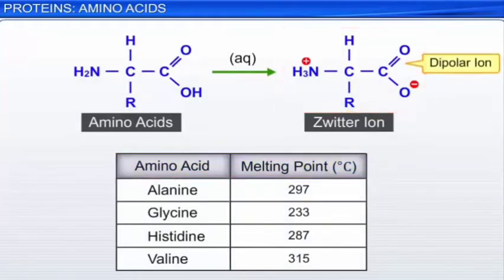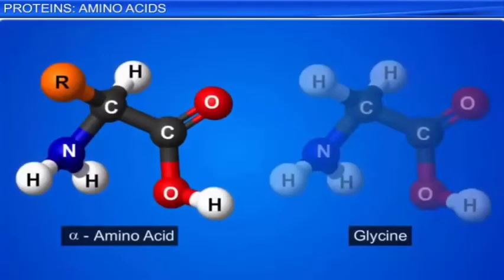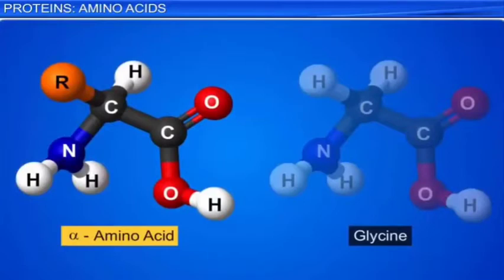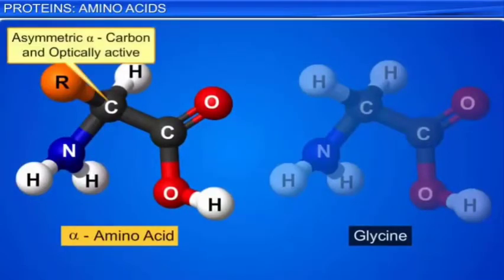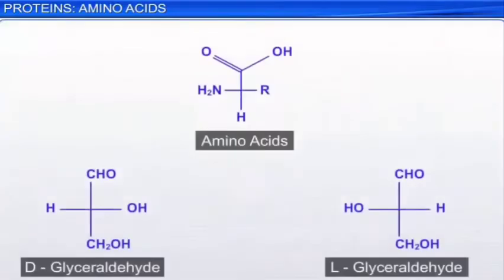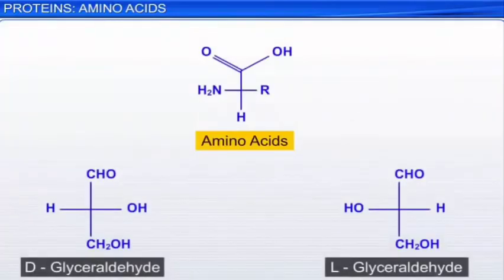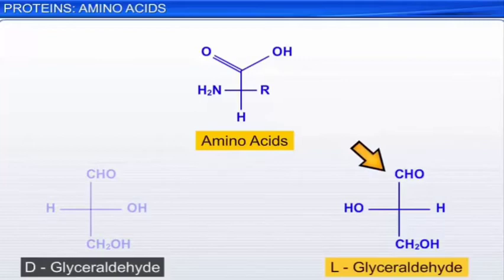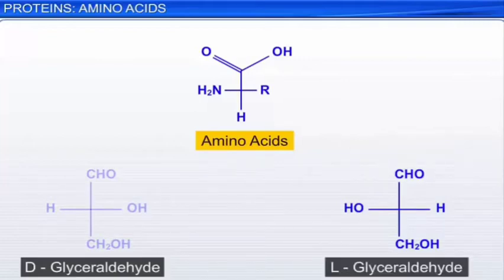All alpha or naturally occurring amino acids, with the exception of glycine, are optically active due to the presence of an asymmetric alpha carbon. Glycine does not have an asymmetric carbon and is therefore not optically active. All amino acids except glycine are chemically correlated to levorotatory glyceraldehyde with L configuration. Hence, amino acids have the configuration L. Notice that in L configurations, the amino group is drawn on the left.